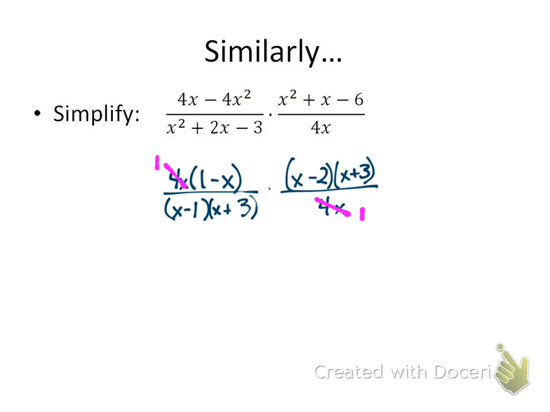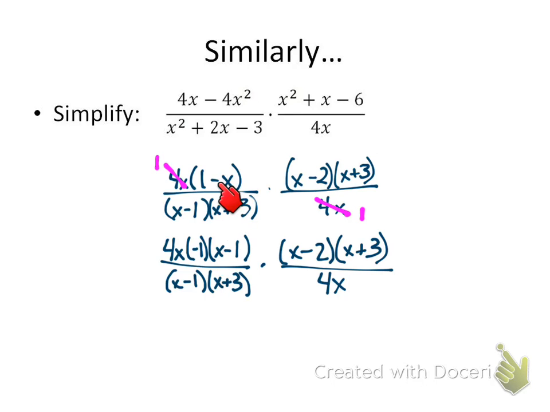Watch the next step. Again, I pulled a negative 1 out of that first parentheses, turning it into x minus 1. So let's show all the canceling. We said earlier the 4x's are the same on the numerator and in the denominator. We now see the x minus 1 all the same, and we also see the x plus 3's are the same. So now I multiply across.